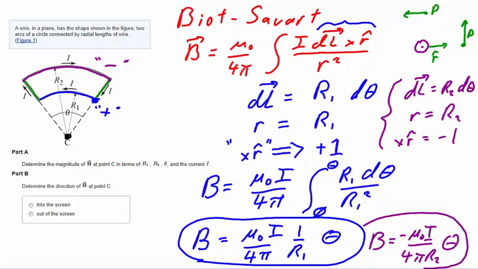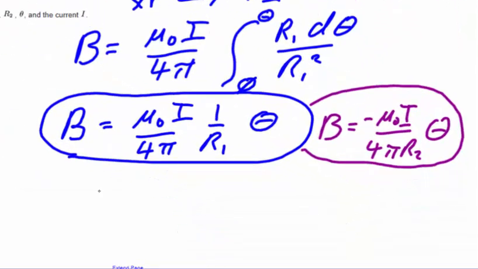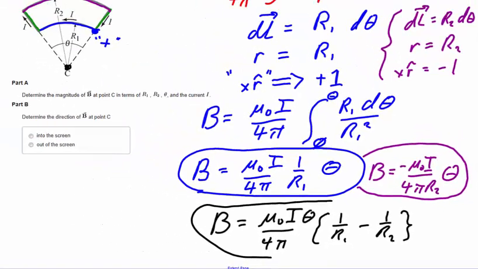Finally, if we wish to get the total magnetic field at the point C, we simply have to add together these two contributions, and when we factor out the common terms to the front of the expression, we will find μ0I theta over 4 pi times the quantity 1 over r1 minus 1 over r2. And this completes our calculation of the magnetic field at the point C.